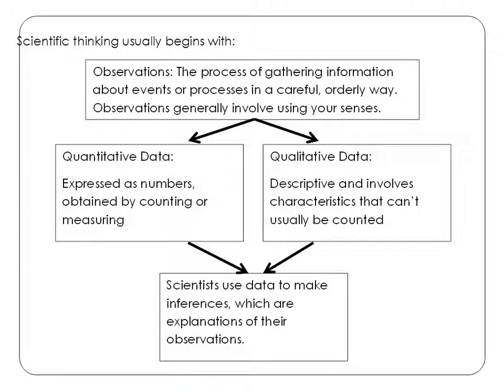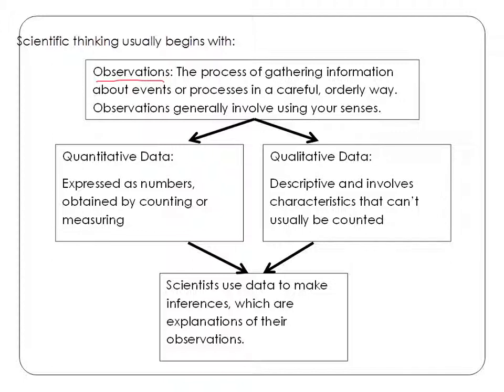So scientific thinking usually begins with observations, and an observation is just the process of gathering information about what's happening around you, but in a more careful and orderly way, so it's not just completely random. Usually your observations are going to involve your senses, so just think of the things that you use, like your sight and your ability to hear. Sometimes you use taste, but I'll tell you now, most likely we're not going to use that sense in class.